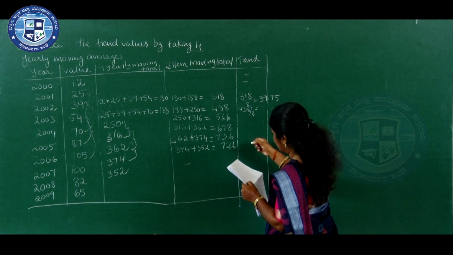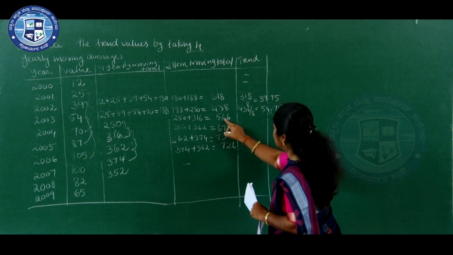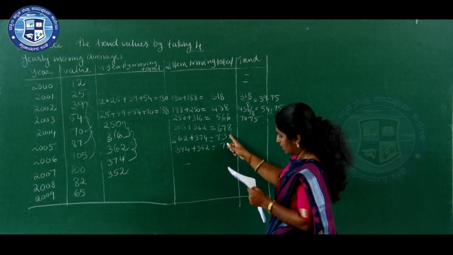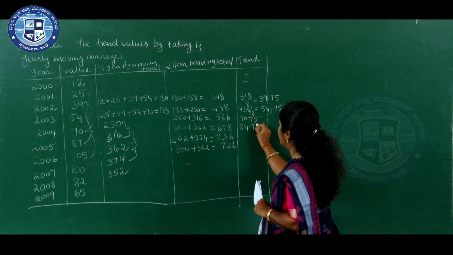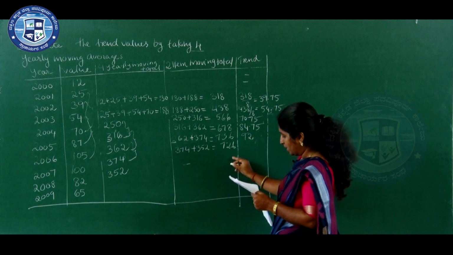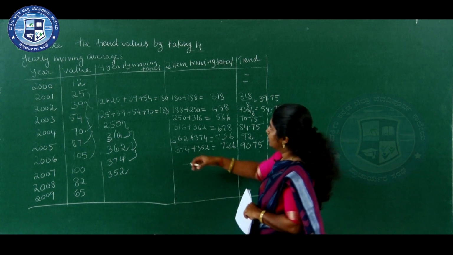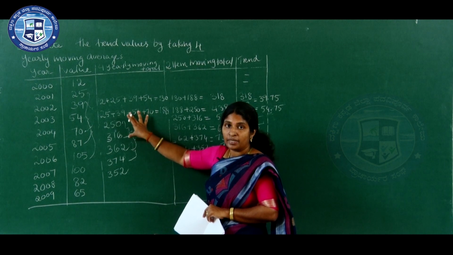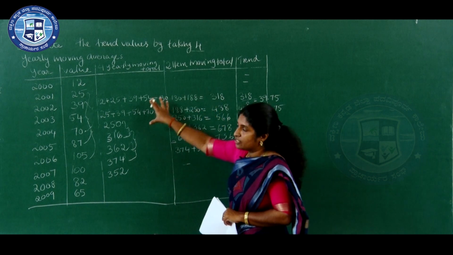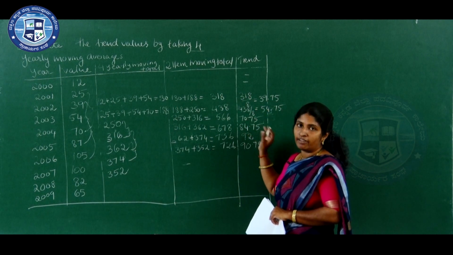That is 39.75. Next is 54.75, then 566 divided by 8, that is 70.75, then 84.75, 736 divided by 8, that is 92, next is 90.75. So the first step is finding the 4-yearly moving total, then find the 2-item moving total for this 4-yearly moving total, and last you have to obtain the trend values.